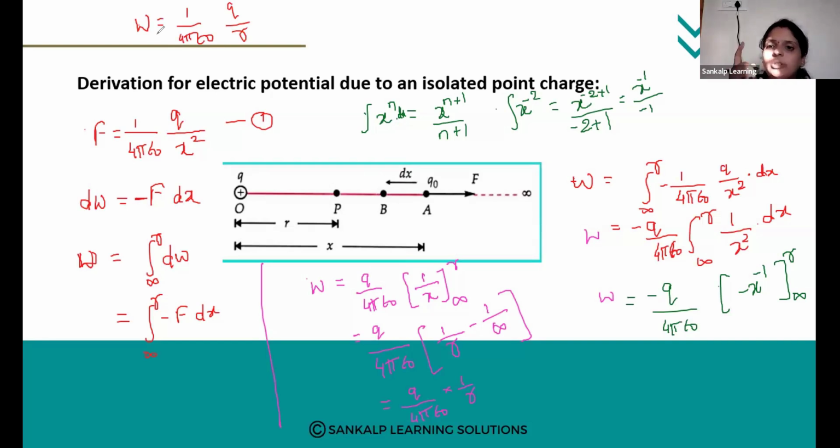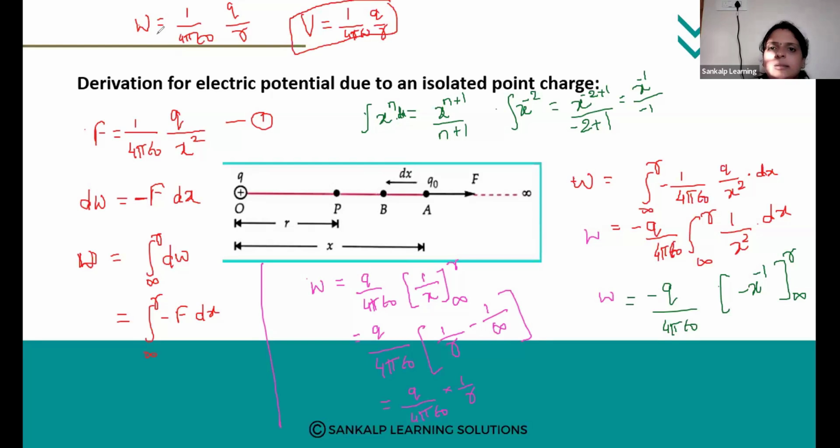So here it is the work done per unit charge. But what was the unit charge here? Positive charge. It was a unit positive charge. Therefore V by 1 is nothing but the potential. Therefore, V is equal to 1/4 pi epsilon naught Q divided by R. This is our final formula.